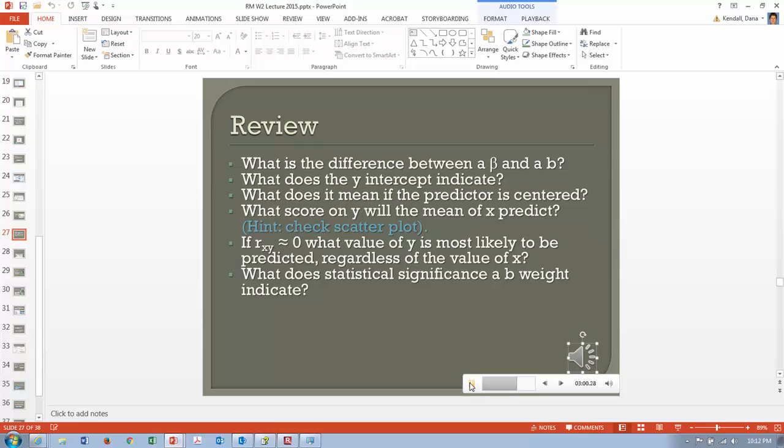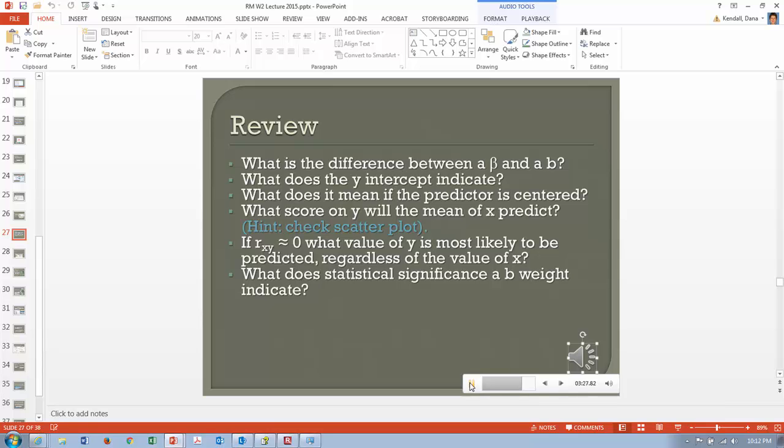If the correlation between two variables is approximately 0, what value of y is most likely to be predicted regardless of any value of x? So the answer is the mean of y. When we have no information on that relationship, or if that relationship is non-existent between two variables, then our best guess for a predicted value of the DV at any value of our predictor will always be the mean.